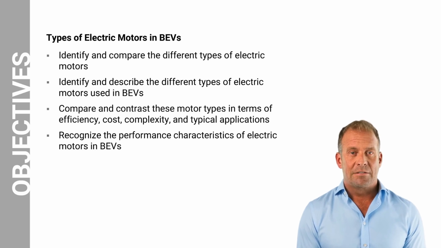By the end of this lesson, you will be able to identify and compare various types of electric motors, with a specific focus on those used in battery electric vehicles. You'll gain the ability to describe these motor types and contrast them based on key factors such as efficiency, cost, complexity, and typical applications. Finally, you will recognize the performance characteristics of electric motors in BEVs, including their instant torque, smooth acceleration, and regenerative braking capabilities.